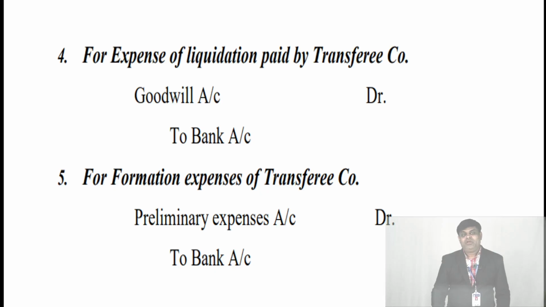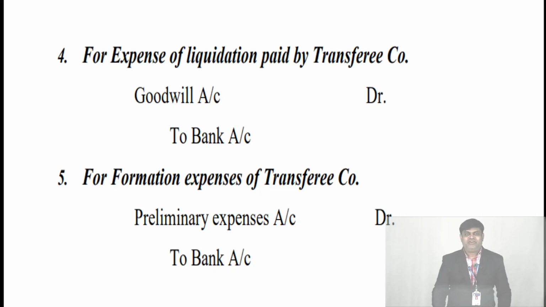Entry number 4 is for expenses of liquidation paid by the transferee company. Obviously, we are the transferee company, the purchasing company, we are purchasing the business. Therefore, whatever expenses we have to pay for this liquidation process are a part of our goodwill. We have paid for goodwill, therefore the goodwill account will be debited and the cash or bank account will be credited. In the books of the purchasing company, this entry will be passed. The liquidation expenses will be charged to the goodwill account, that account will be debited, and the bank account or cash account will be credited. That is a simple entry for liquidation expenses borne by the purchasing company.